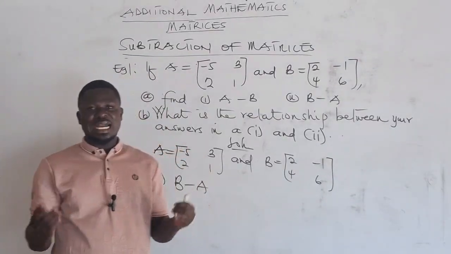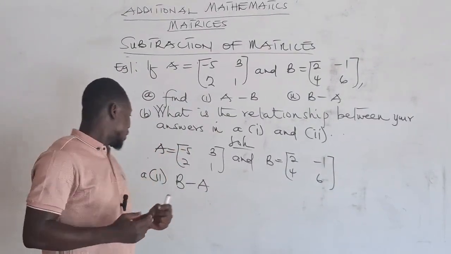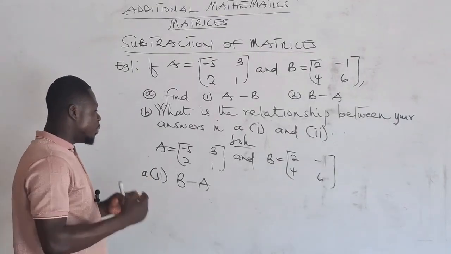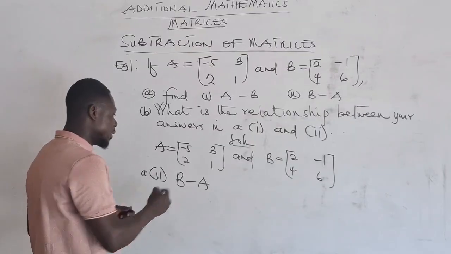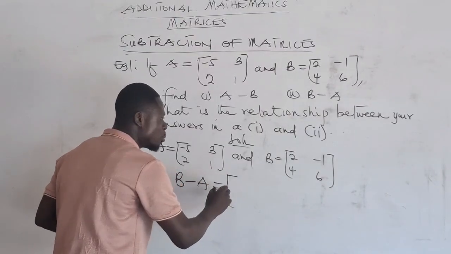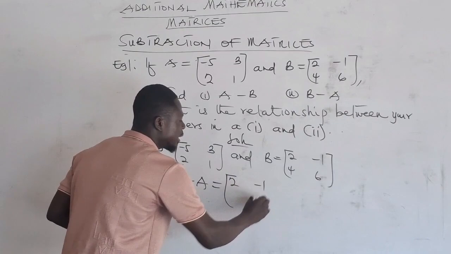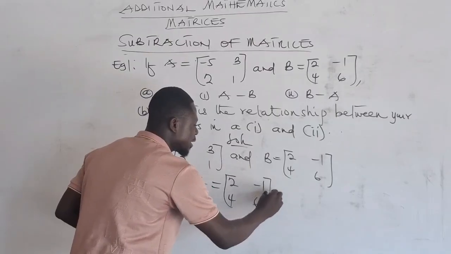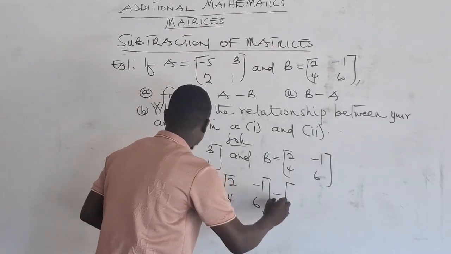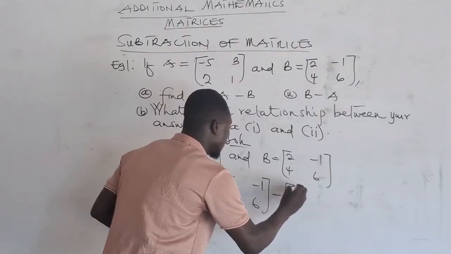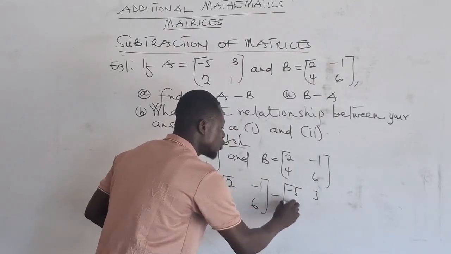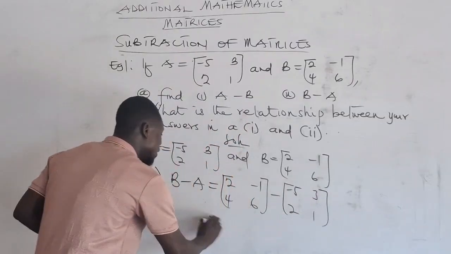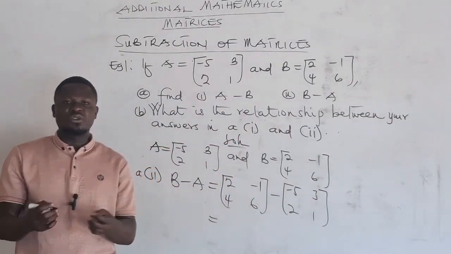So now let's look at the (ii). The (ii) is B minus A. So in this case, B will be written first: 2, negative 1, 4, 6. And this will be minus negative 5, 3, 2, 1. So the same thing will be done. Corresponding entries are dealt with.